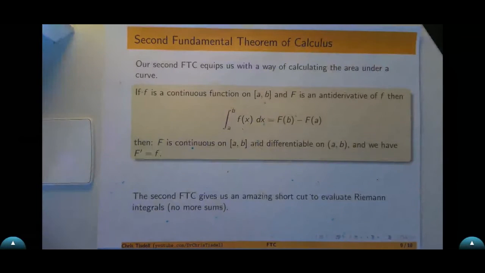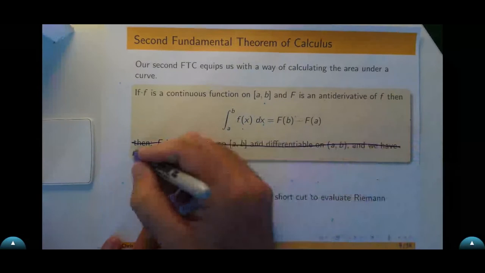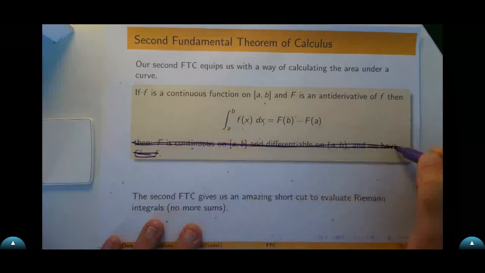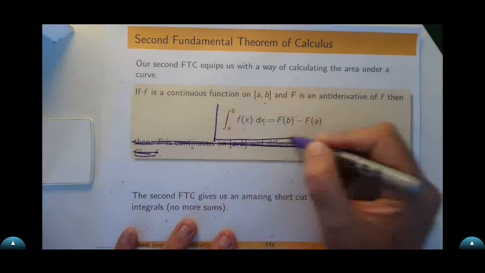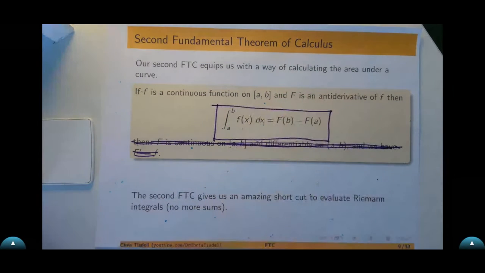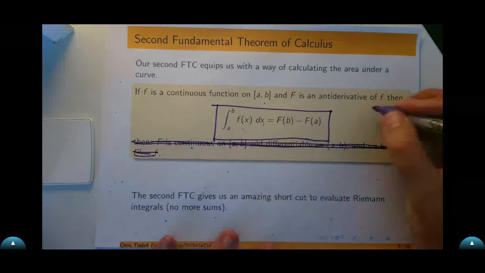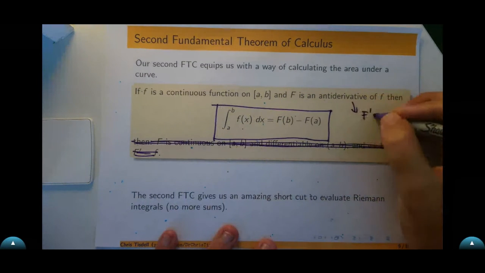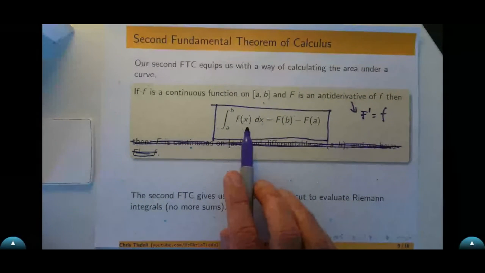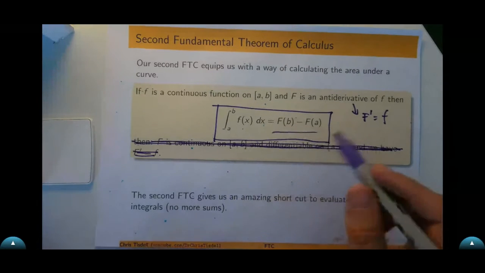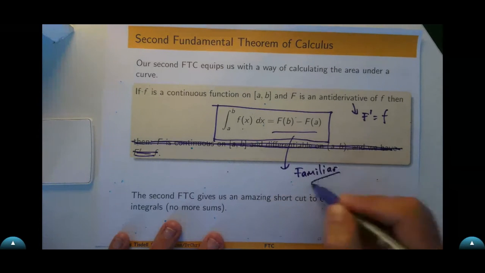Second fundamental theorem of calculus. Now, I kind of made a mistake here. You don't need this line, you just remove this. This is actually from the first fundamental theorem. I just copy and pasted it over. But this is the important thing. Okay, if you have a continuous function and f is an antiderivative of f, that means this. Then this is how you can do a basic Riemann integral. Okay, so this all should be reasonably familiar.